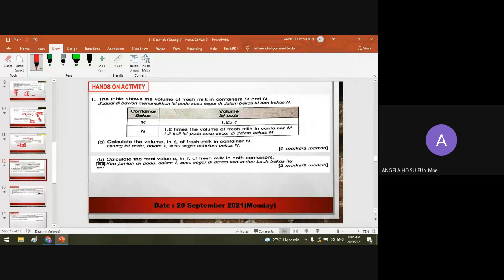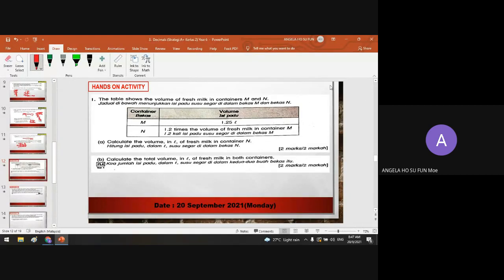So they ask you to calculate the volume of fresh milk in container N. N is 1.2 the volume of M here. Everybody count now and tell me what is your answer. Who is the fastest? Maybe you can write down the answers if you don't want to talk, or you can just on your mic and tell me your answer. 1.500 liter, or 1.5 liter, right? Is it? Yes.